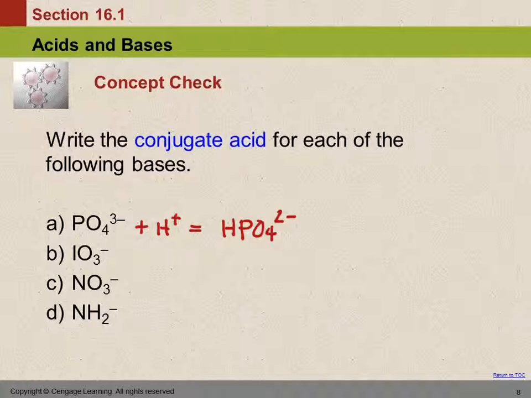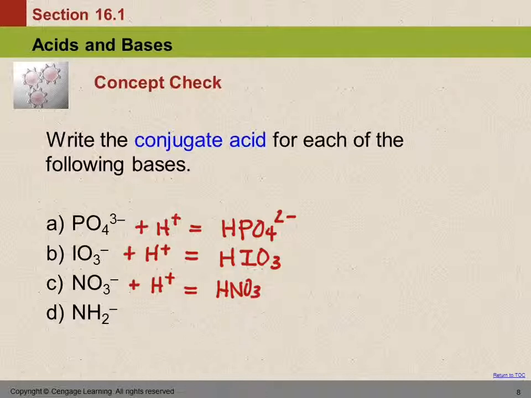So iodate ion, again, to make the conjugate acid, we're going to have it accept a hydrogen. It's accepting a hydrogen ion to make the conjugate acid. So we'll put the H in front, and we get HIO3, which is iodic acid. Nitrate plus H+. What do we get? HNO3. Nitric acid.